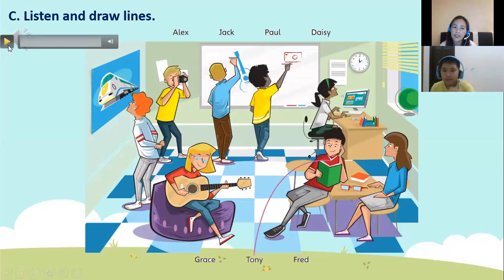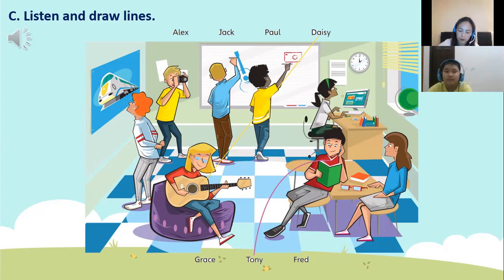Okay. Okay, listen and draw lines. Are you ready? Yes. 15C. At our school. Look at the picture. Listen and look. There is one example. Is this your class? Yes. That's my friend Tony. He's wearing a red t-shirt today. Is he holding a book? Yes. He loves reading. Can you see the line? This is an example. Now you listen and draw lines.